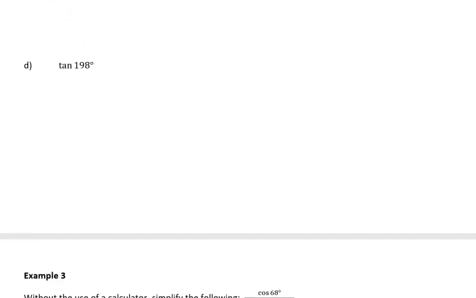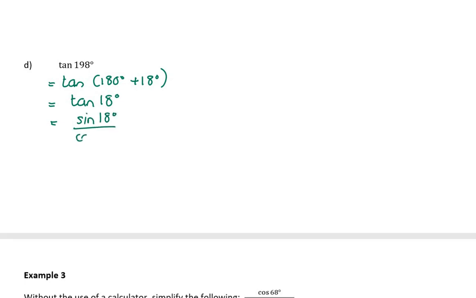Oh, the moment I see 198, I immediately think, that's 180 plus 18. So there's been pretty much an example of every type of question they could give you here. Now, tan 180 plus, that's quadrant 3. Tan is positive. And so it's tan 18. And tan 18 is sine of 18 over cos of 18. Or instead of using that, I could actually go and look at my triangle.